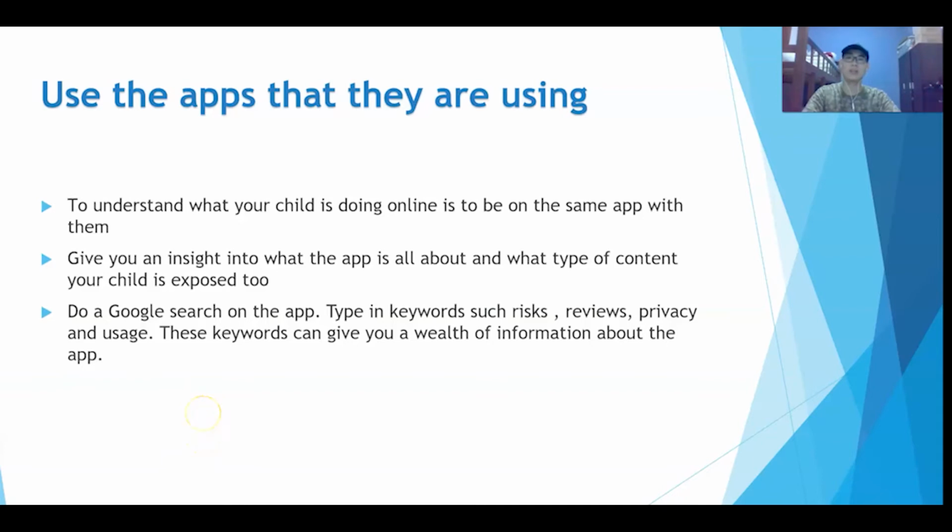After you download the same application as your children, you can do a Google search on the application. Type in keywords such as risk, review, privacy, and also usage. These keywords can give you a wealth of information about the application.